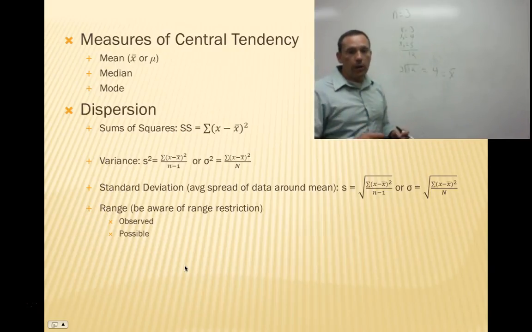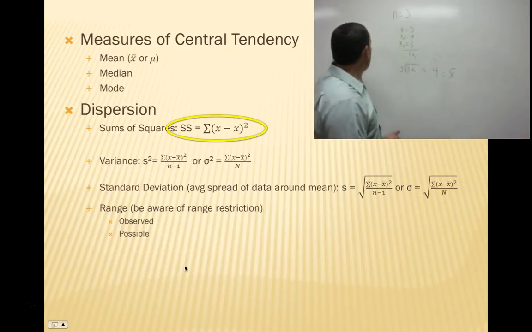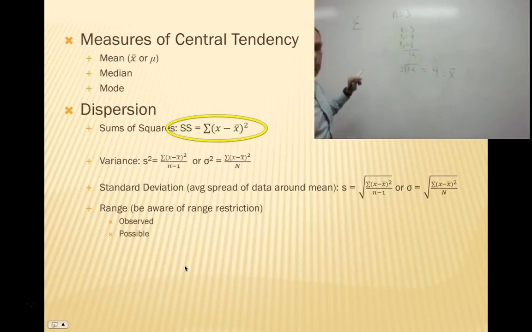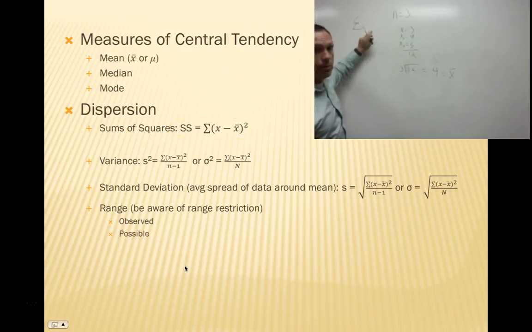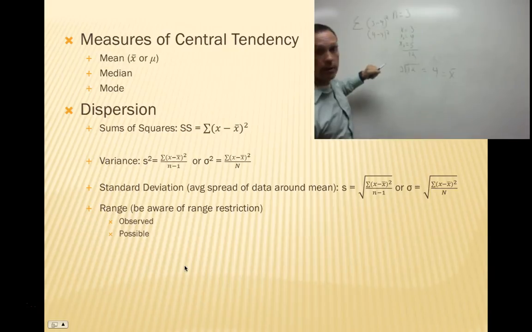Then, following the formula that you see up there for sums of squares, we want to take the sum of each X minus the X bar. In this case, it's X1, which is 3, minus X bar, which is 4, and we square that. For the second observation, we take 4 minus 4 squared. And for the third observation, we take 5 minus 4 squared.